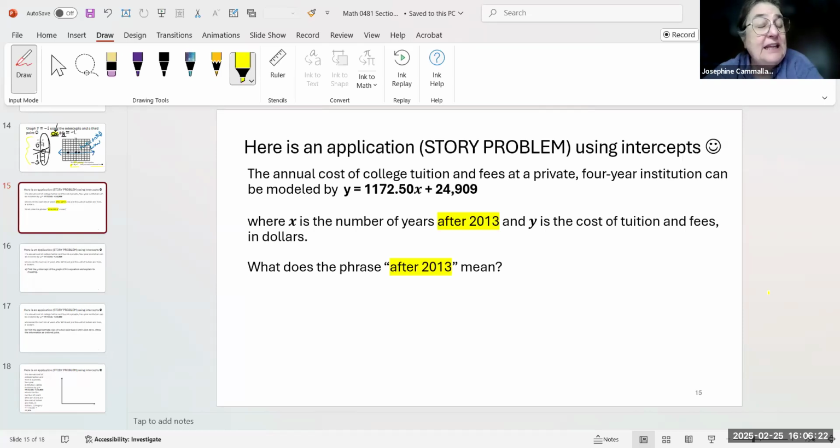Okay, it is saying, here's an application using intercepts. And remember, we have two. We have an X and we have a Y. Now, the annual cost of college tuition and fees at a private four-year institution can be modeled, and they're giving us an equation. Now, this is the part you're going to have to be real careful with. X is the number of years after. Now, what does that mean?